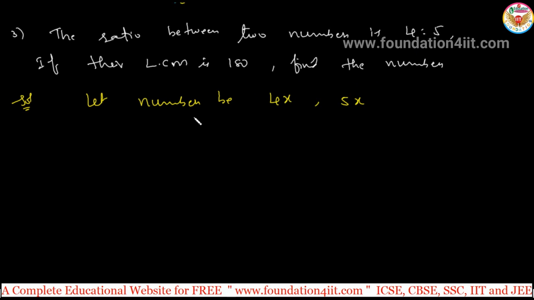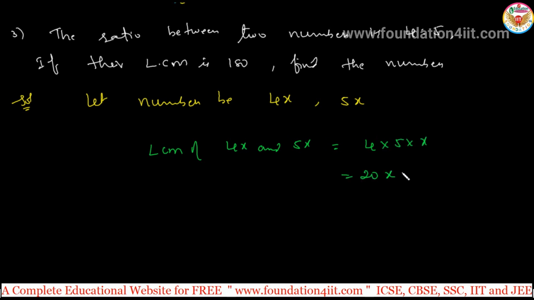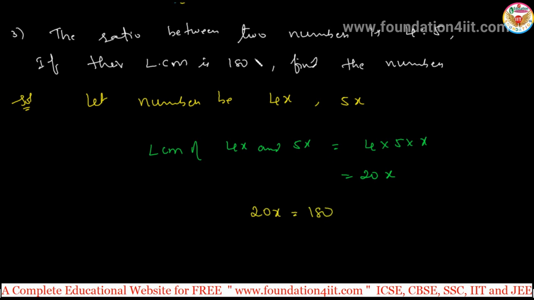Now the LCM of 4x and 5x. The least common multiple for 4 and 5 is 20. So 4 into 5 and x. Yes, 20x is the LCM for 4x and 5x. 4 and 5 is 20, right? And x is common. So here 20x should be equal to 180, as given in the question.